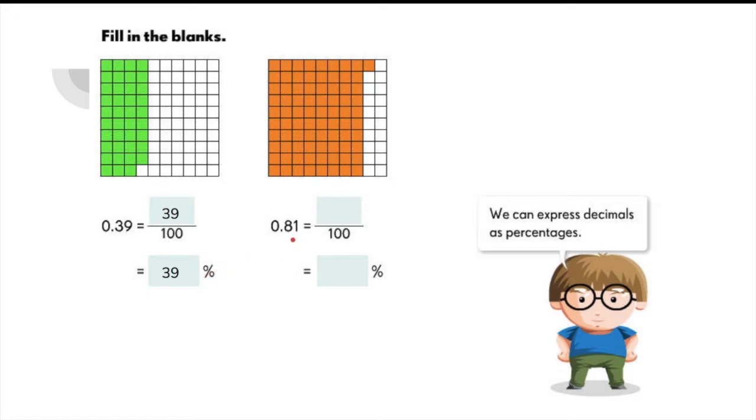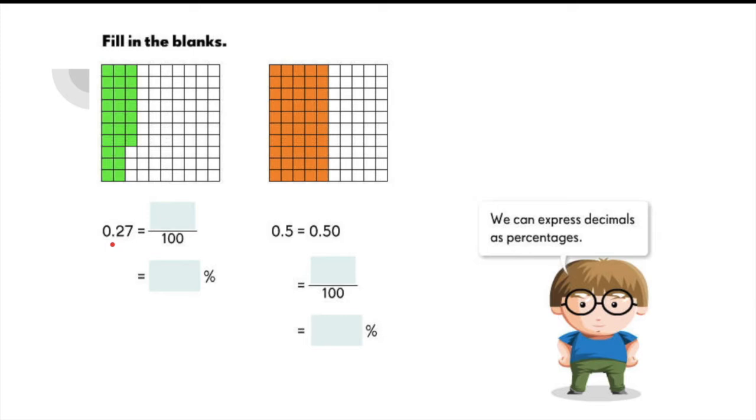Let's take a look at this second example. 0.81 to be changed into a fraction is equal to 81 over 100. And then finally, let's change this into a percent. It will be equal to 81%. So remember, we can express decimals as percentages.